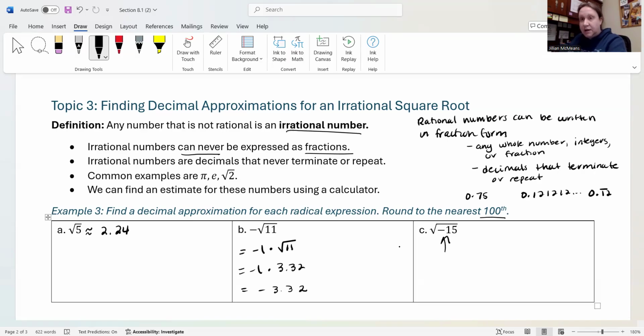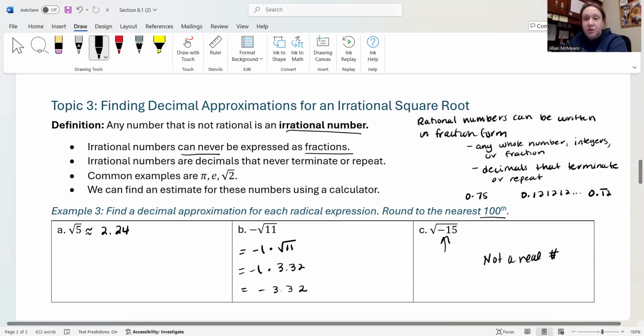There are not two identical factors that when I multiply them, I'll ever get a negative. When you multiply two numbers to get a negative, one has to be positive, one has to be negative. There are not two identical factors of -15. So we would say this is not a real number.